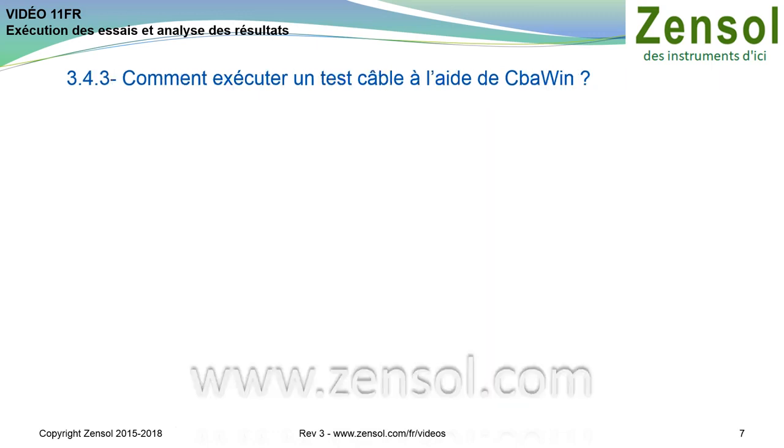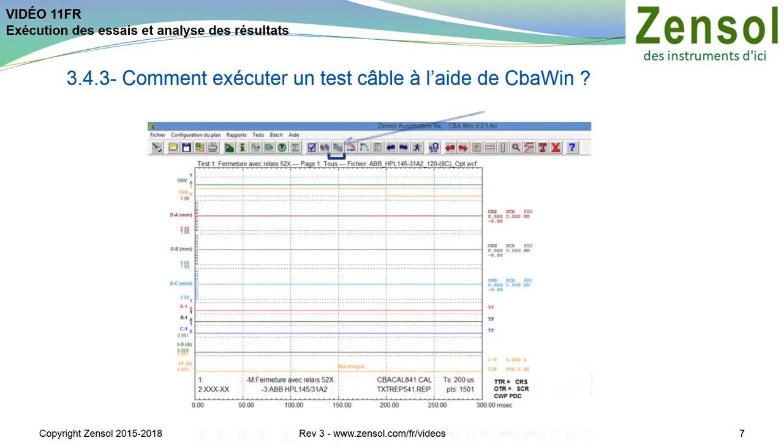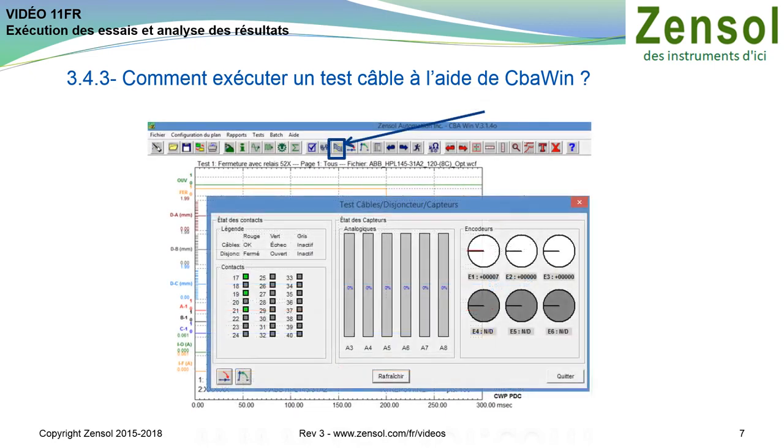Click on Refresh. The left-hand side shows the status of cables and contacts. If it's green, it's open. If it's red, it's closed. If gray, the signal has not been activated in the test plan.